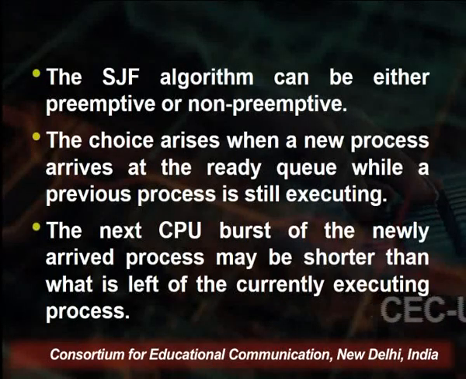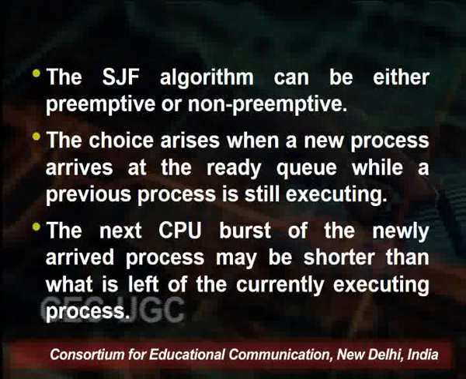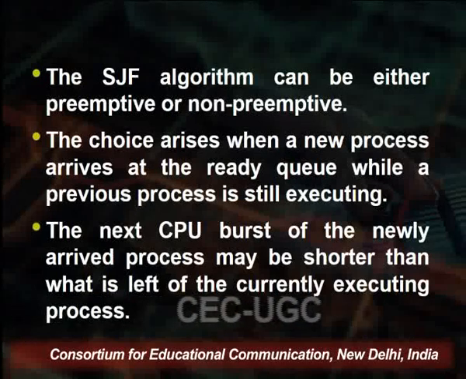Now coming to the nature of the shortest job first algorithm, it could be preemptive or it could be non-preemptive. The choice arises when a new process arrives at the ready queue while a previous process is still being executed, and the next CPU burst of the newly arrived process is shorter than what is left of the currently executing process. So, here is a trade off.